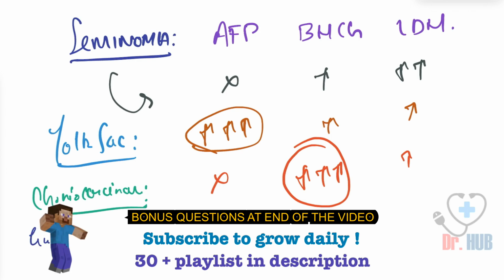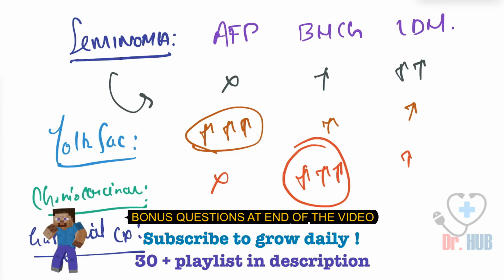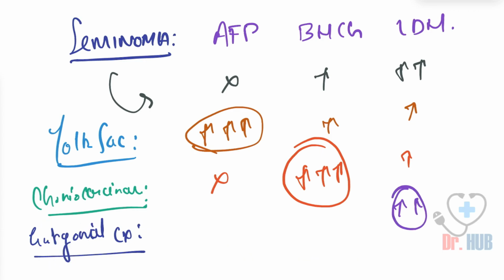Then we look at the embryonal carcinoma. So what is the embryonal carcinoma? Here we need to know that the LDH is slightly high, whereas the AFP and beta HCG are positive.